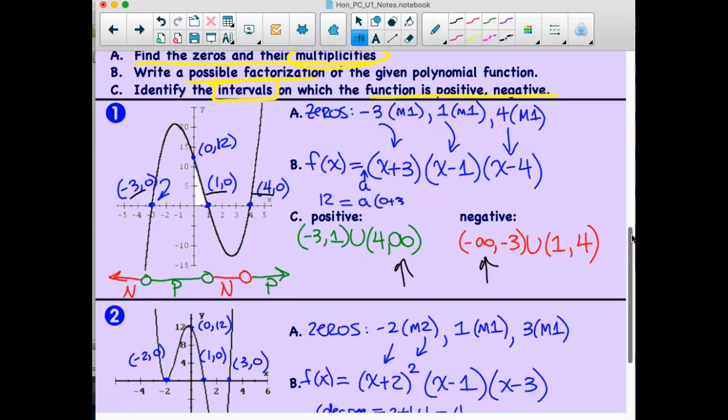So 0 plus 3, 0 minus 1, and 0 minus 4. What we get is a pretty simple equation: 12 equals negative 12a. So therefore, a, which is the vertical stretch factor, in this case is going to be 1.